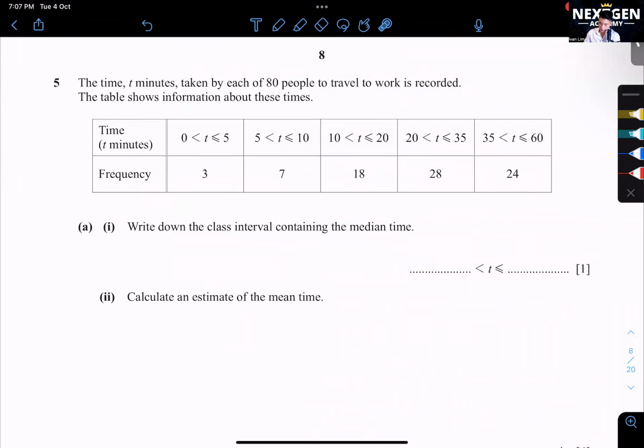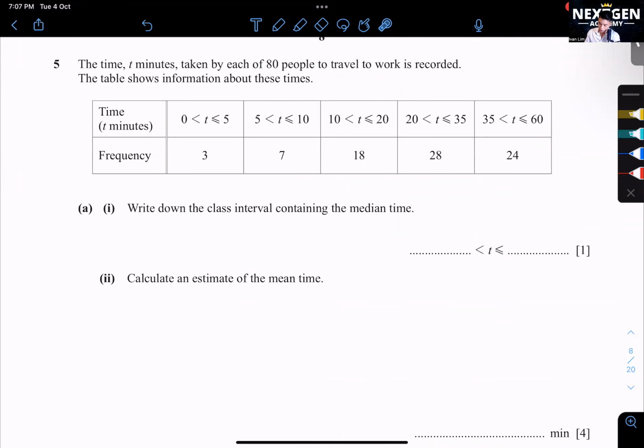Okay, question 5. We got this table, which is the time taken by 80 people to travel to work. Write down the class interval containing the median time. How to calculate the median time? You need to find the position of it first, right? So I got 80 people. I find the position first: 80 plus 1 divided by 2. So it is the 40.5th position. Where's the 40.5th position? So you have to go and find.